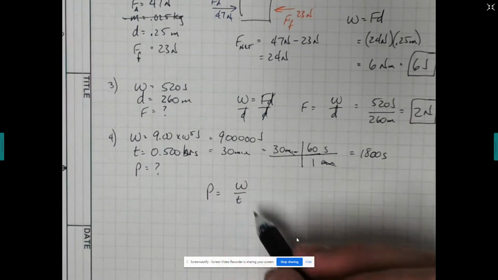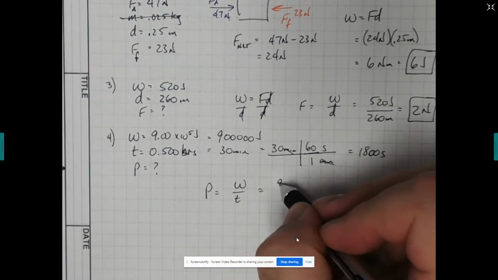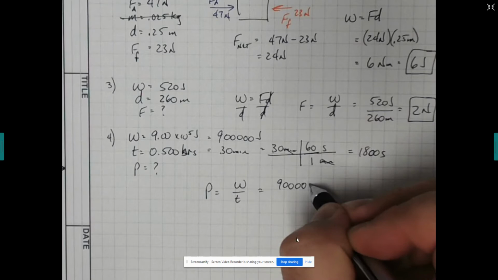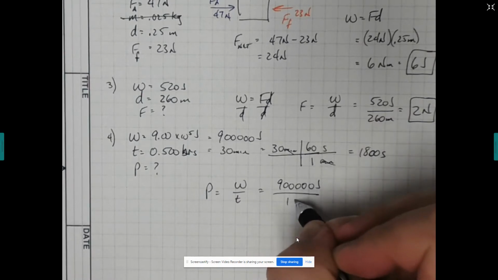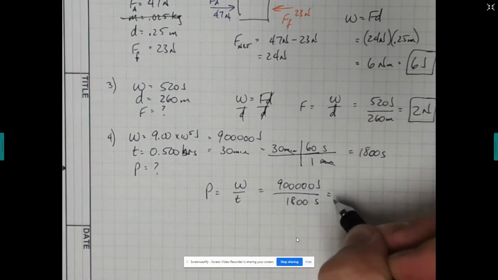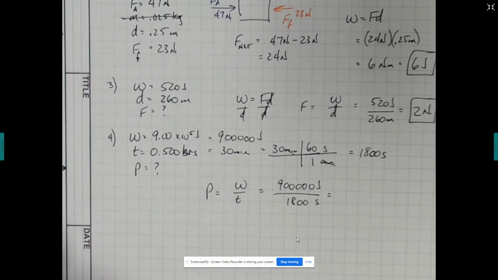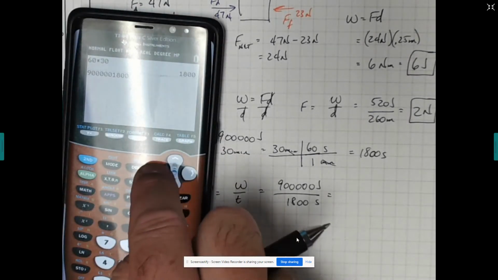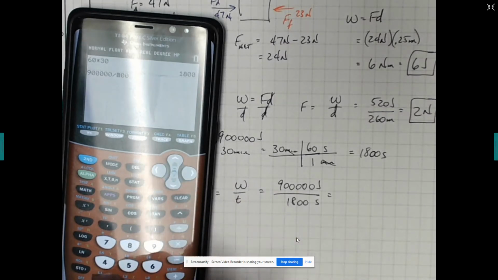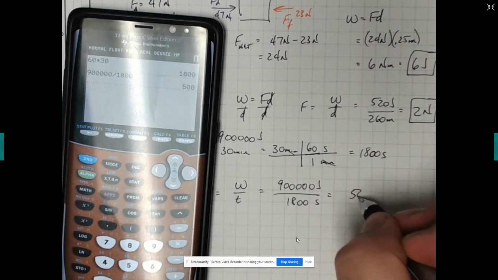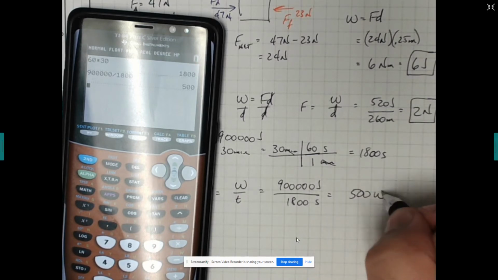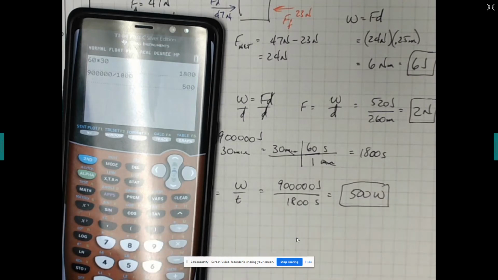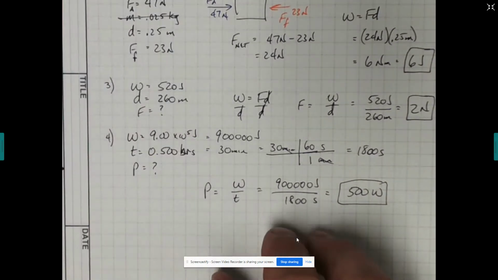Well, look, I have work and time, nothing to rearrange. My work was 900,000 joules. My time was 1800 seconds. Okay, so if we take that, 5 zeros, and we divide it by 1800. I forgot to put the divide symbol. We end up with 500. We're going to have joules over seconds, which we wrote down in our notes, become watts. So let's do that one.